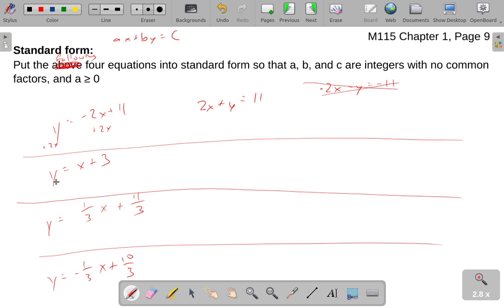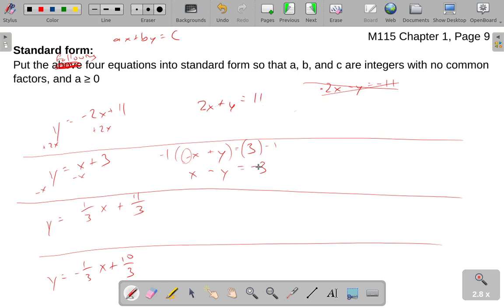All right, so let's look at this one. y equals x plus 3. To get my variables on the same side of the equation, I'll subtract x from both sides. It's not the only way I could have done it, but it's the way I'm doing it. Now, let's see. The A, B, and C have no common factors. There's a negative 1 here, a positive 1 here, and a 3 here, so I'm not worried about that. But my leading coefficient, the coefficient on my x term here, is negative, and that's a no-no because it says A needs to be bigger than or equal to 0. So what I'll do is multiply through both sides of the equation by negative 1, giving me x minus y equals negative 3.